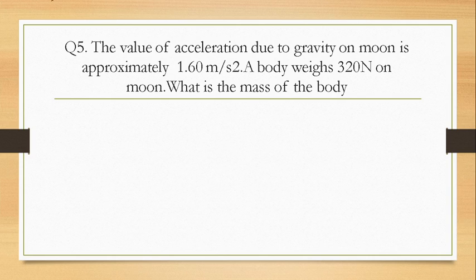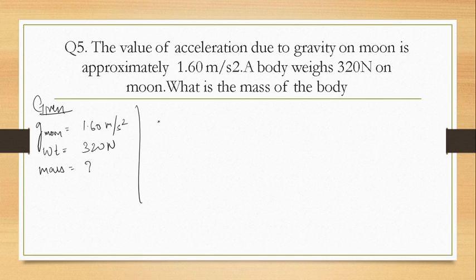Question number 5. The value of acceleration due to gravity on the moon is approximately 1.60 meter per second square. A body weighs 320 Newton on the moon. What is the mass of the body? So given: acceleration due to gravity on the moon is 1.60 meter per second square, and weight is given, 320 Newton. You need to find the mass.